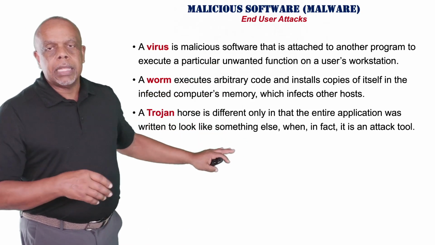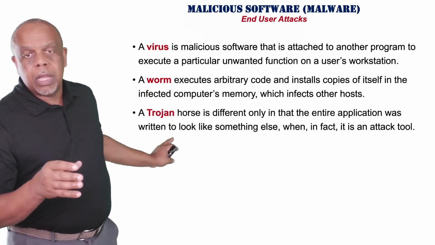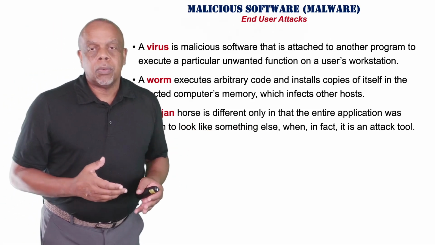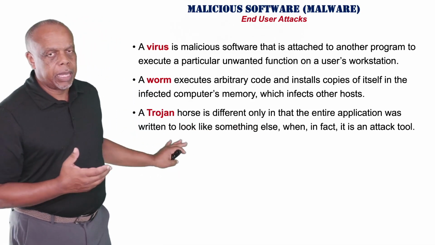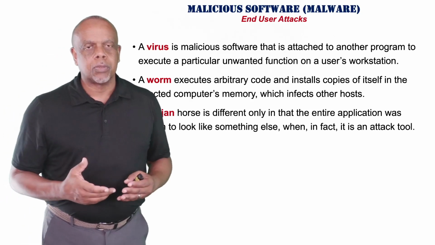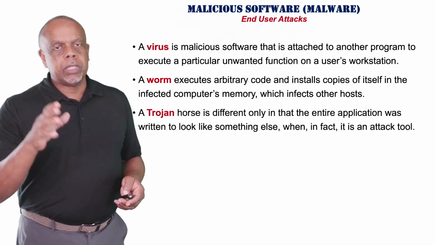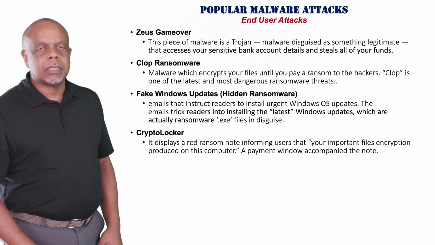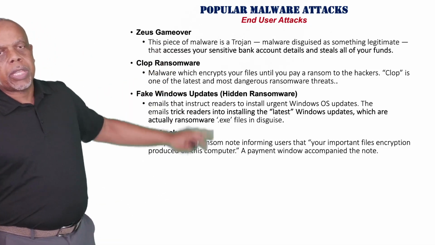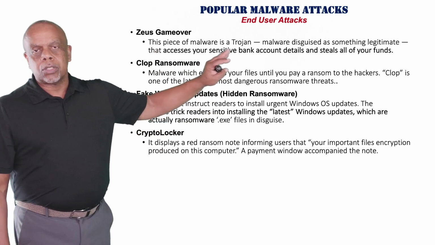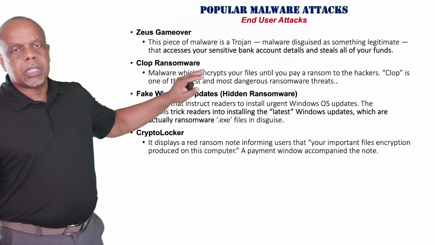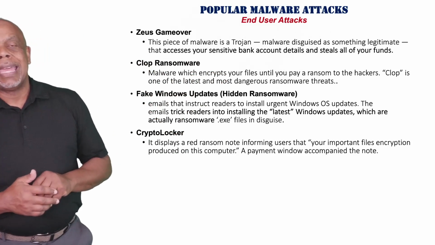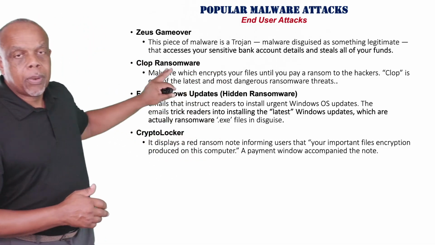A Trojan is different in that the entire application was written to look like something else, when in fact it is an attack tool. That goes back to the Greek war, the Trojan horse. That's where that comes from. So there's a subtle difference between the three of those. Some popular malware attacks, some end user attacks: Zeus, Game Over. That's a piece of malware, a Trojan disguised as something legitimate that allows access to sensitive bank account details, and it will steal all your money. The clock ransomware.